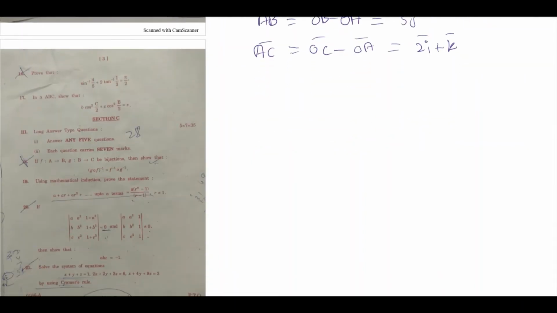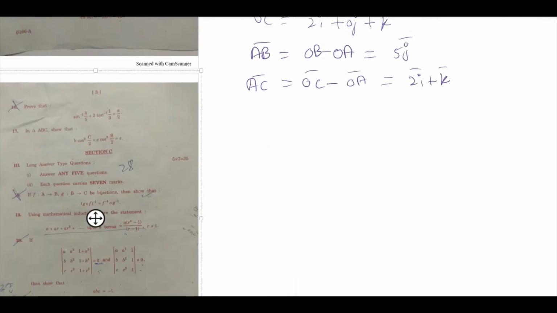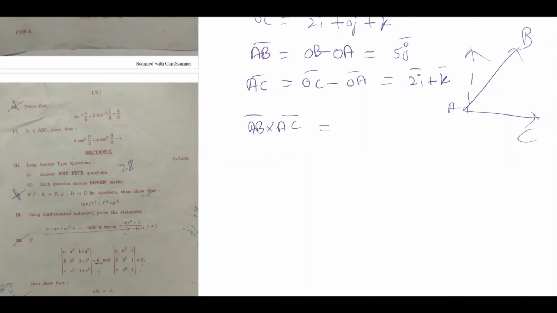Now we shall find the vector perpendicular to AB and AC. If this is my AB vector and this is my AC vector, I need to find the vector perpendicular to these AB and AC vectors. That equals AB cross AC, which equals the determinant of i, j, k; 0, 5, 0 and 2, 0, 1.